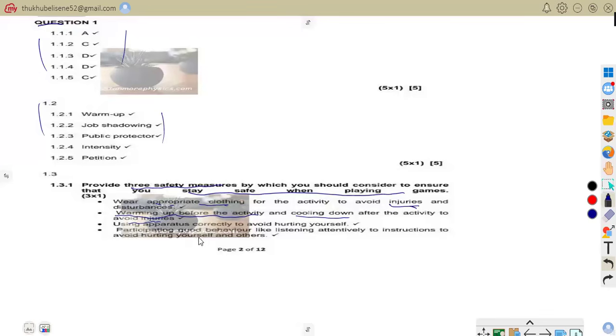Also, use apparatus correctly to avoid hitting yourself. Meaning to say, use equipment correctly so that you avoid accidents, like using gym machines properly, or holding sports equipment correctly. That's what we are trying to say: try by all means to avoid accidents, good people.